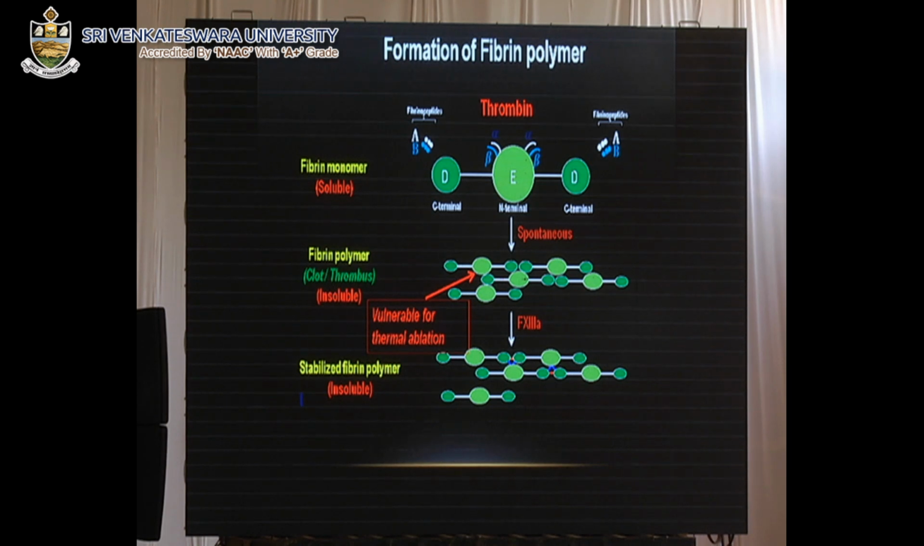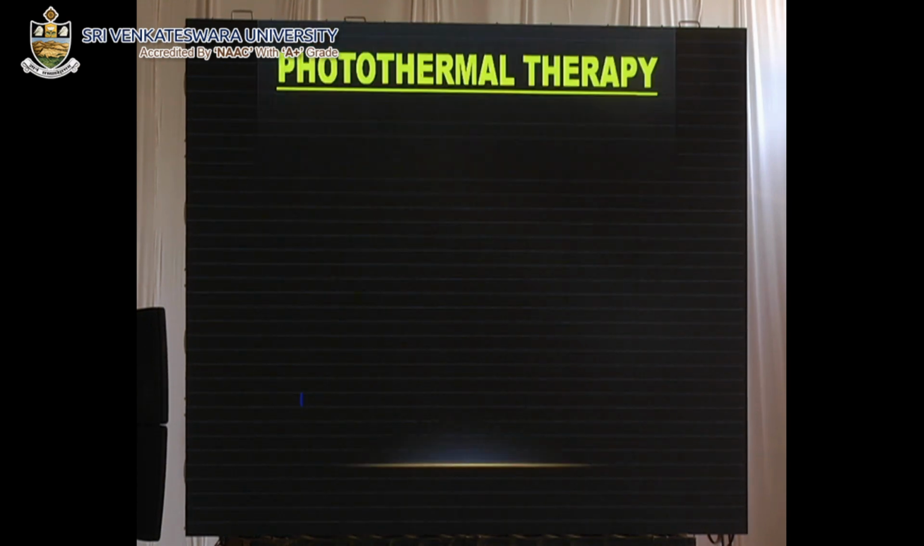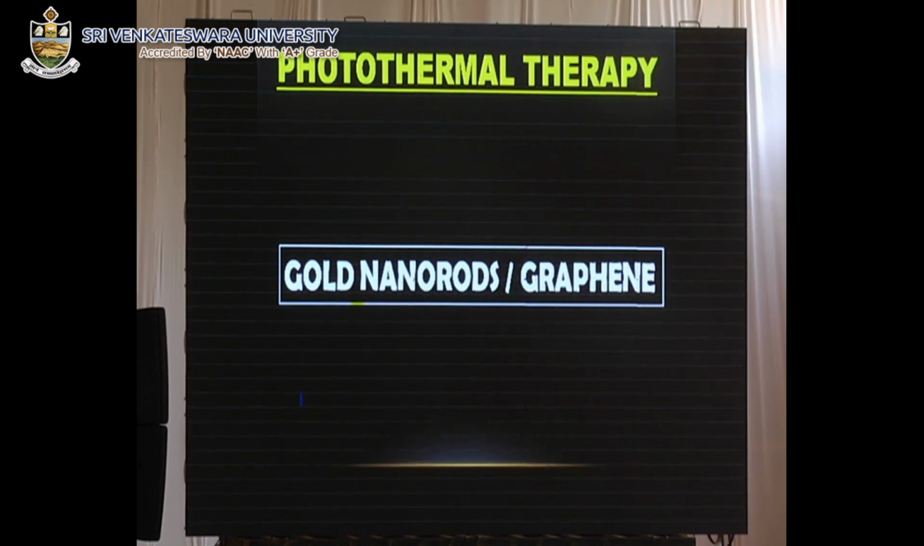Can we separate them? But can we put a heater inside our body? We cannot put a heater inside our body. How can we do this? We use the power of nanotechnology again. That is a treatment mechanism known as photothermal therapy. You take specific materials. We took gold nanorods. We can take graphene, we can take polypyrrole, there are several materials.